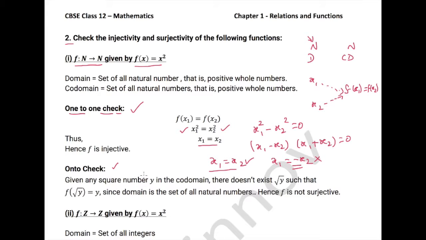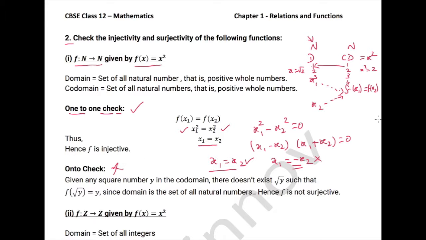It is not onto because in the codomain I can have numbers 1, 2, 3, 4, let us say, and the mapping is x square. So here I have 1, 2, 3. For 1 here I have the pre-image 1, because for 1, x square equal to 1 square, which is equal to 1. For 2 here, that is x square equal to 2, x is equal to root 2, which is not possible in natural numbers, and hence it is not onto.